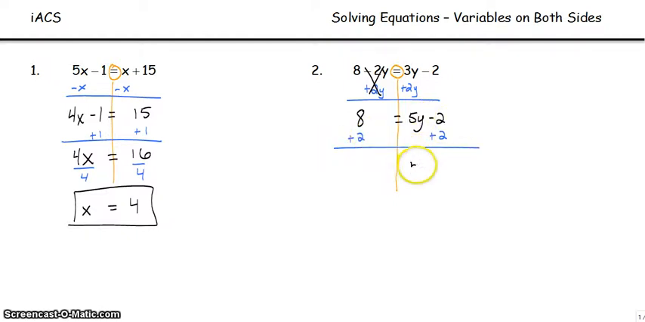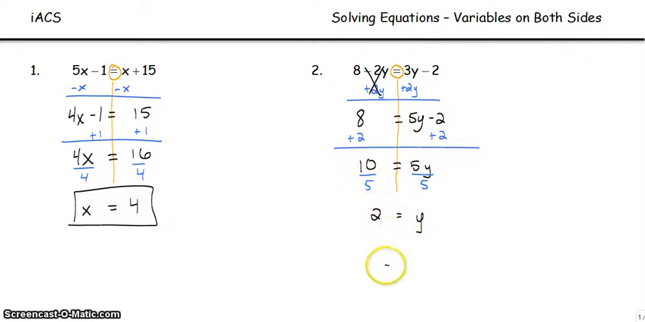I can bring my 5y down on the right. I can bring my equal sign down. The negative 2 and the positive 2 cancel. 8 plus 2 is 10. One step remaining to get the y by itself, and that's divide by the 5 since I'm currently multiplying by 5. That leaves just the y on the right. I bring my equal sign down. 10 divided by 5 is 2.